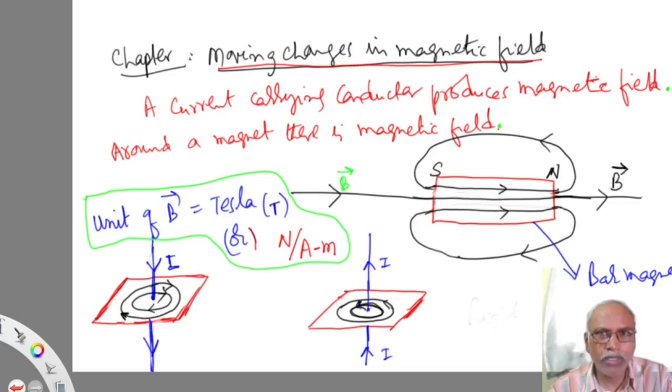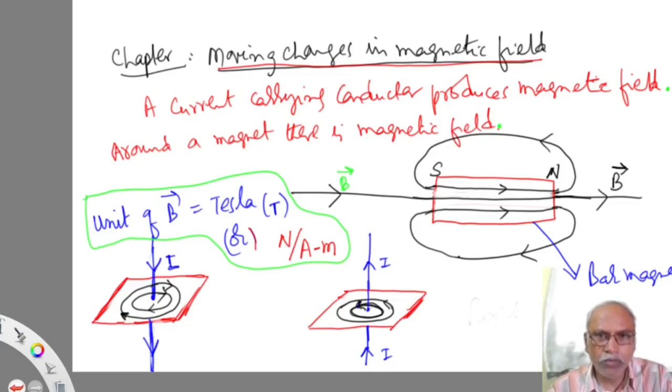So current can create different effects. In the present chapter we talk about the magnetic field produced by a current carrying conductor, and the unit of magnetic field is the Tesla. You can write Tesla also as Newton per ampere meter. And around a conductor, suppose in the diagrams you have shown two straight conductors.